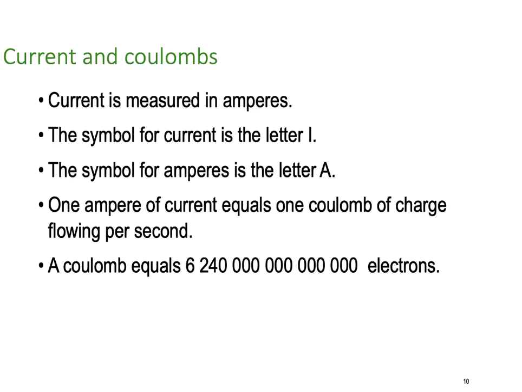And a coulomb equals that huge number. So 6.24 times 10 to the 18 electrons. So a coulomb is that many electrons. And we use the symbol Q as the letter for charge.